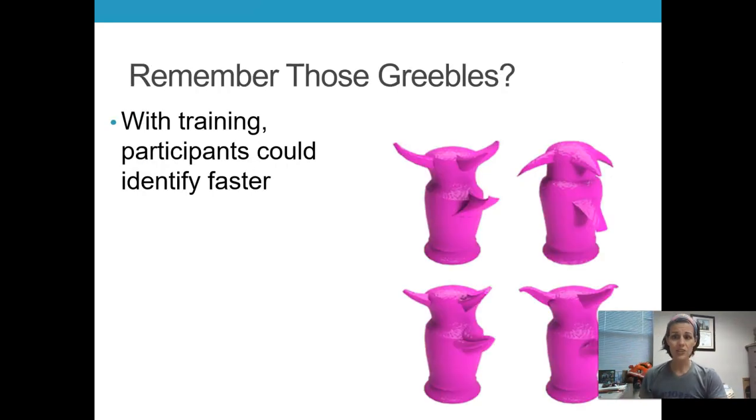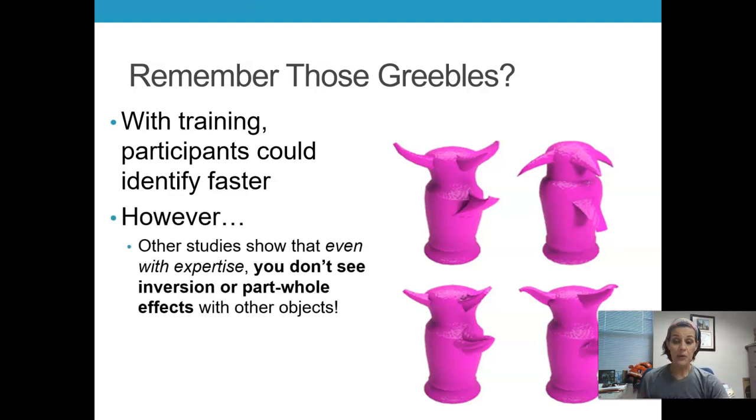So I want to go back to those greebles. It's possible that with more experience with greebles, your fusiform gyrus will show more activation. We do actually find that with training, participants do better at identifying greebles. However, other studies show that even with training and expertise, you do not see the inversion effect like you do with faces, and you don't get the part-whole effect, even with training, even with expertise. So here's one point for faces being special.